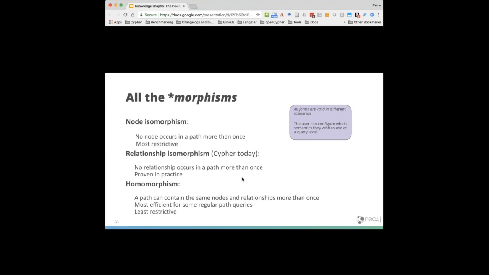So the idea is that we'd be able to allow queries to be configured to use whichever of these morphisms are of use. As I said, relationship isomorphism is what we have today, but you can also maybe specify that you want homomorphic pattern matching. That is where the same nodes and same relationships can occur more than once in a path. But maybe people also want to go more restrictive, where we don't allow the same node to appear in a path more than once. That's even more restrictive than what we have today.